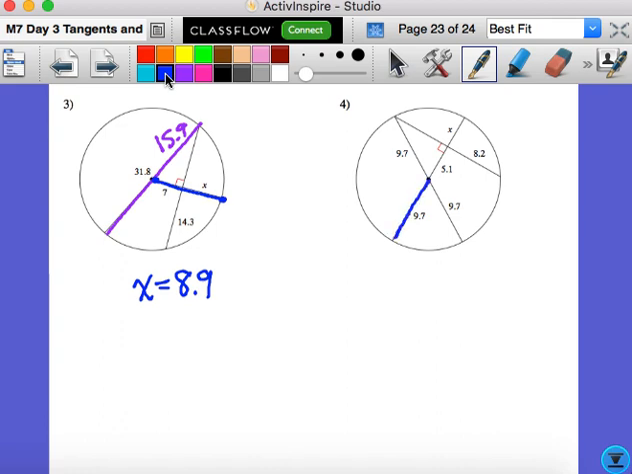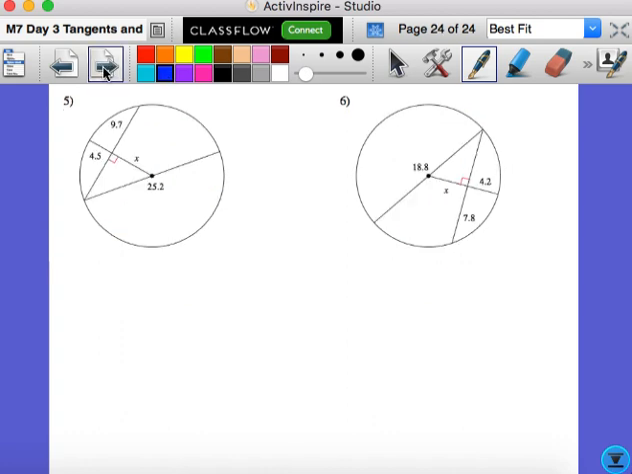All of my radii are 9.7, so from here to here should be 9.7. So 9.7 minus 5.1 leaves me with an x value of 4.6. Number 5, same thing, 25.2 cut in half gives me a radius of 12.6. 12.6 minus the 4.5 I already have tells me that x is 8.1. One more, try this one on your own and then double check with us here. Radius of 9.4 minus 4.2 tells me that x is 5.2.